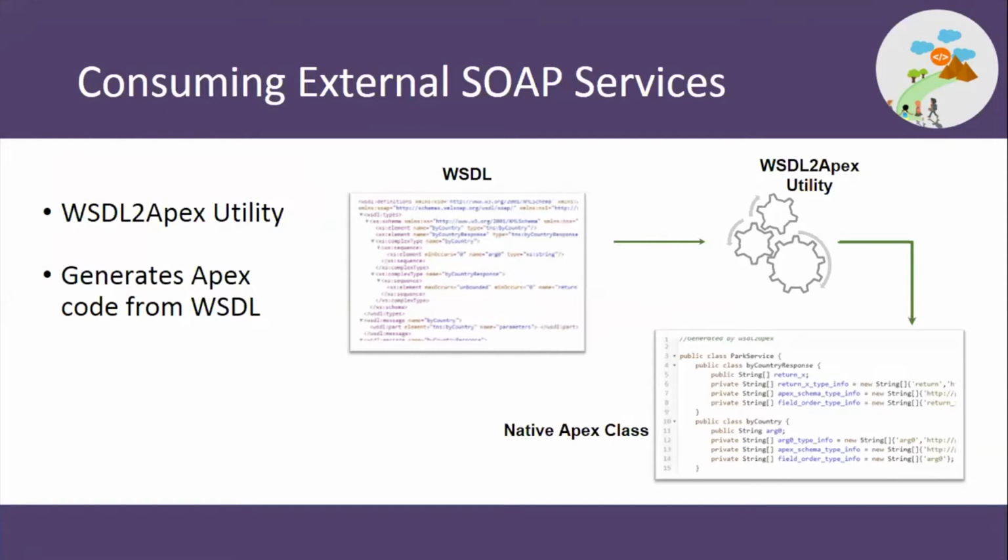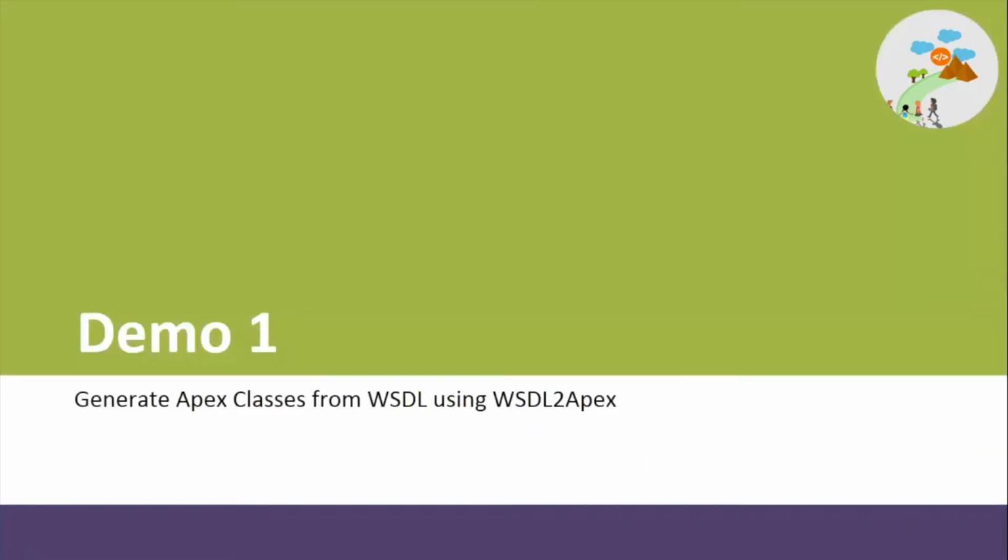So this is about the WSDL to Apex utility. It is a free utility. You do not have to enable anything on your Salesforce org. It's just available out of the box, as long as you have the necessary permissions to access and create Apex classes on your Salesforce org as a Salesforce user. You will be able to do this. So let's now jump right in and see how we can leverage the WSDL to Apex utility and churn out Apex classes from that.